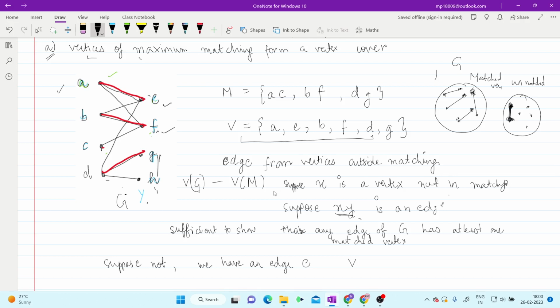So we are given that this is the maximum matching, and we want to show that matched vertices form a vertex cover. So we want to show that any edge has at least one matched vertex. Now we want to prove it by contradiction. Suppose we have an edge which has both vertices unmatched. Is it possible?